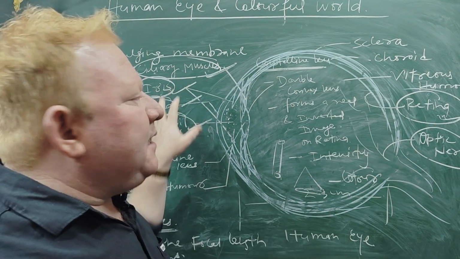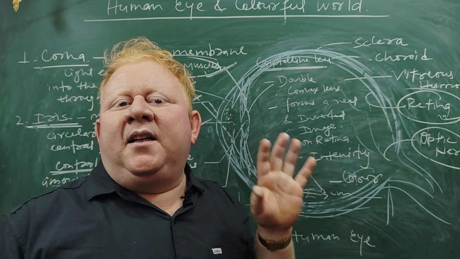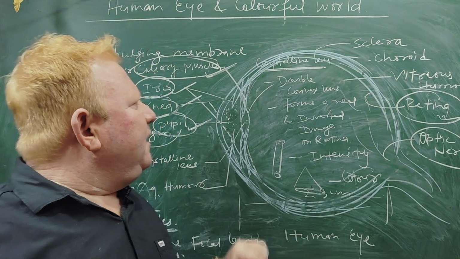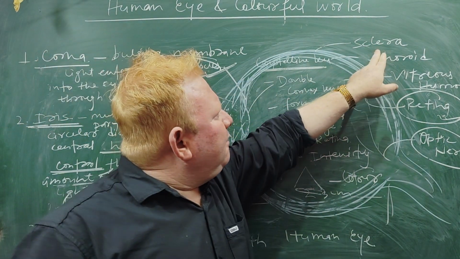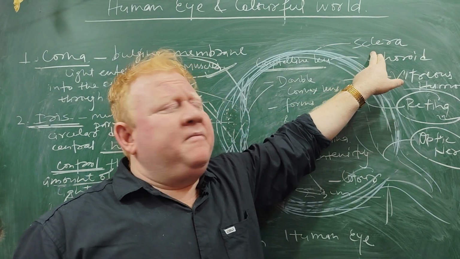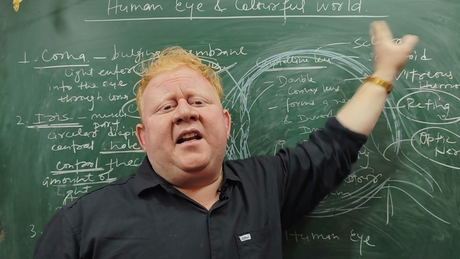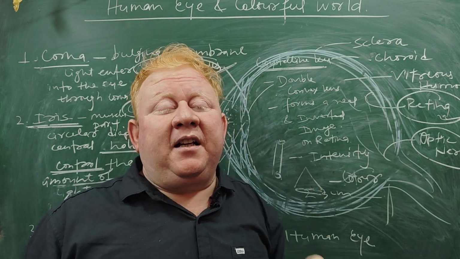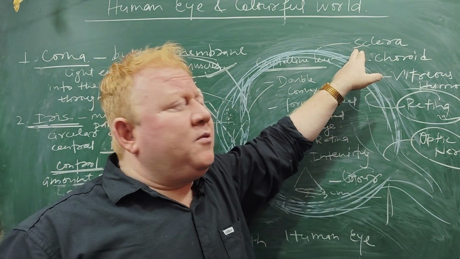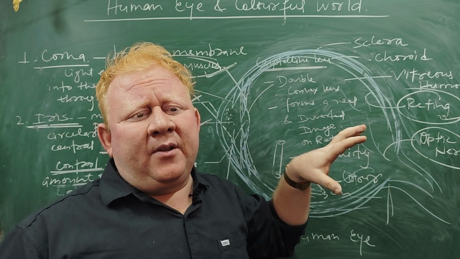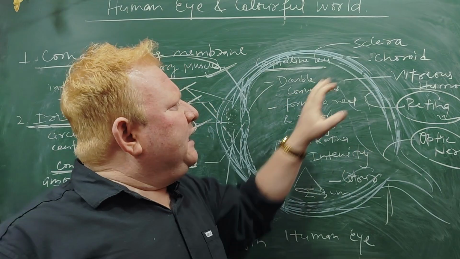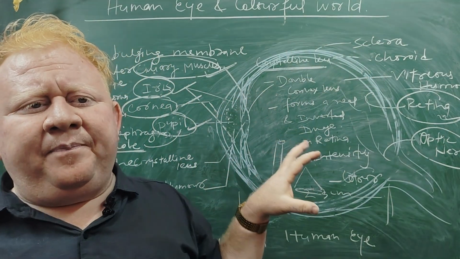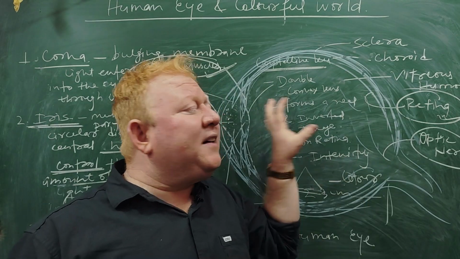These 5 parts are important for your exam purpose. Clear? Now listen, here one more thing is there, sclera. इसको हम लोग sclera बोलते हैं, sclera. So this sclera is the outermost part, this one, a protective layer. Of course this is white in color, and its function is to protect the eye.